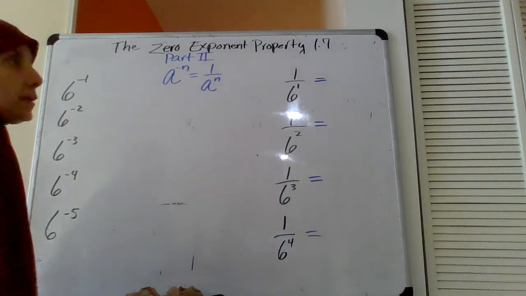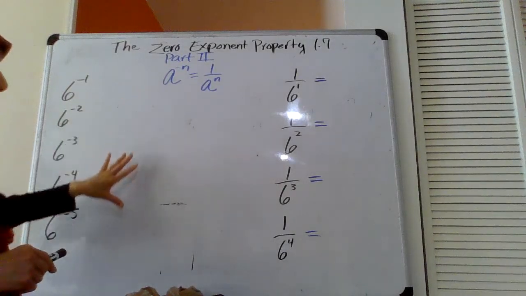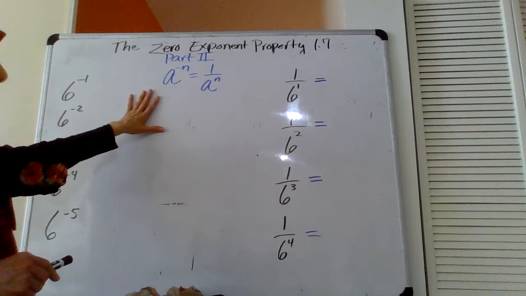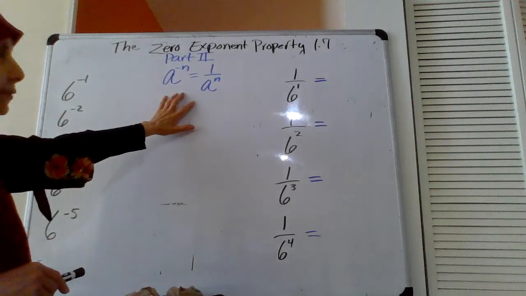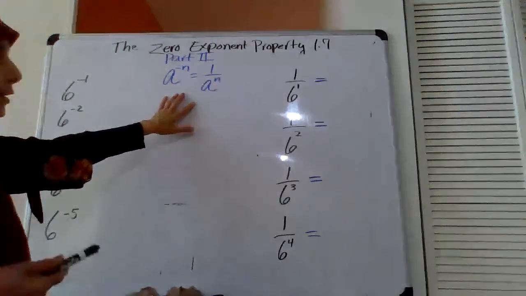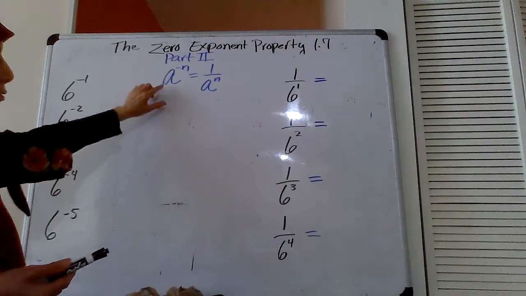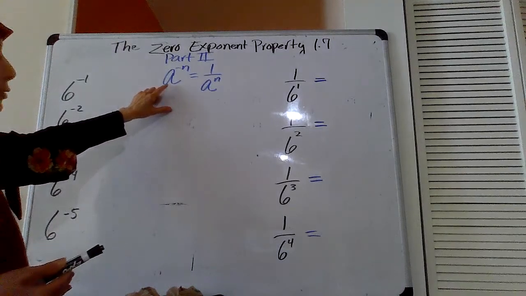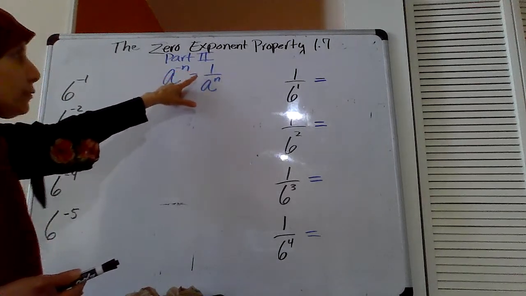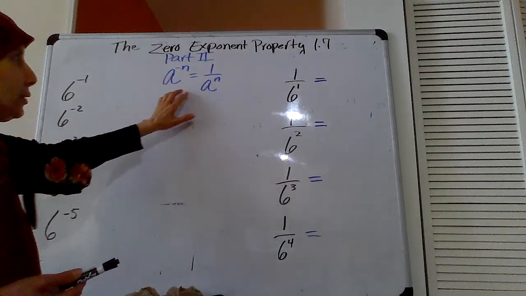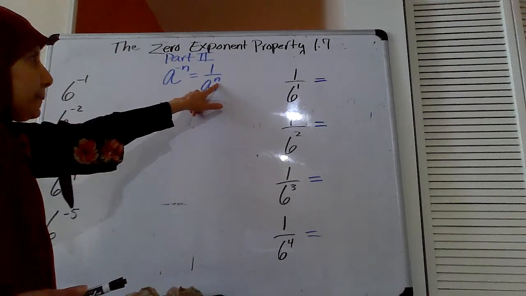Hi everyone, this is the Zero Exponent Property 1.7 Part 2. In this part, we're going to just focus on negative exponents using this definition here. This is the definition of negative exponents. It expresses how to translate and interpret a negative exponent. So if you have a power with base a raised to the negative power n, that is equal to 1 over a to the n.